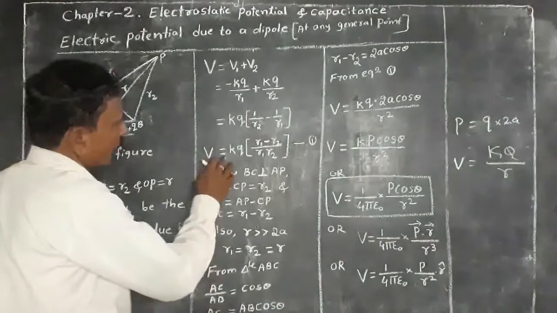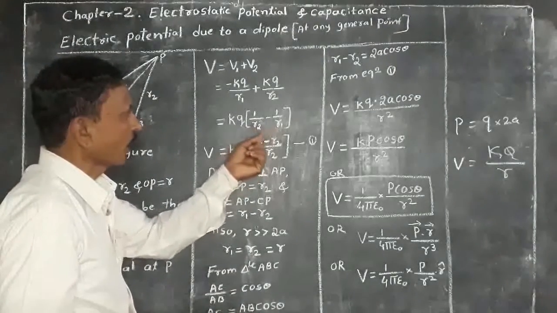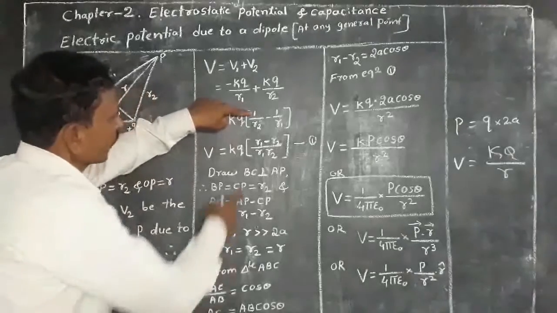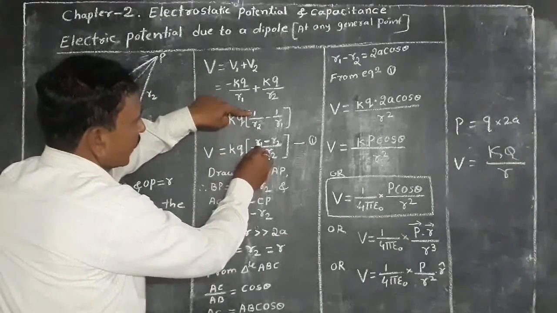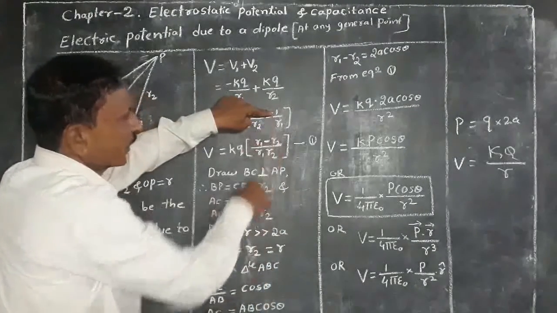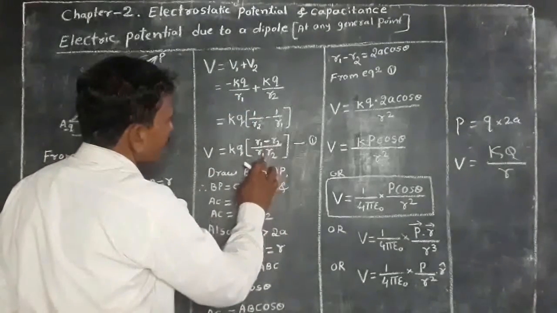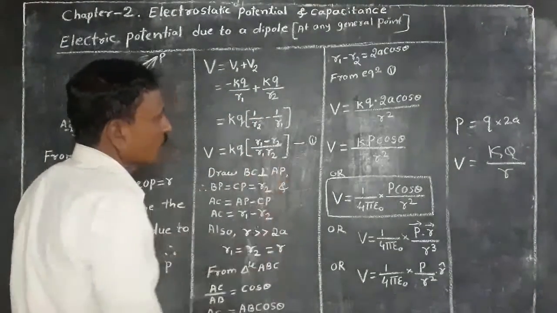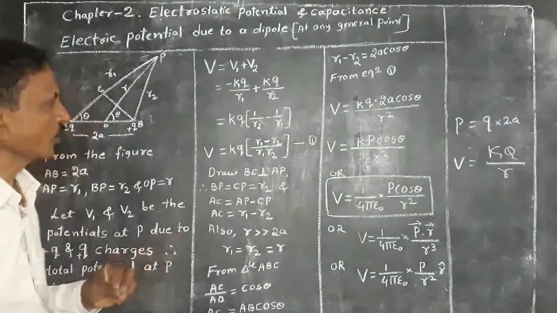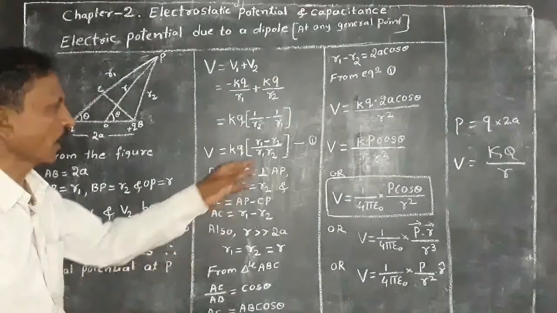That is, phi equal to kq in the bracket. Here the LCM is R1 R2, and in this term there is a deficiency of R1, therefore write here R1 minus, and in this term there is a deficiency of R2, hence R1 minus R2 upon R1 R2. Take this as equation 1. Now find what R1 minus R2 and R1 R2 are.